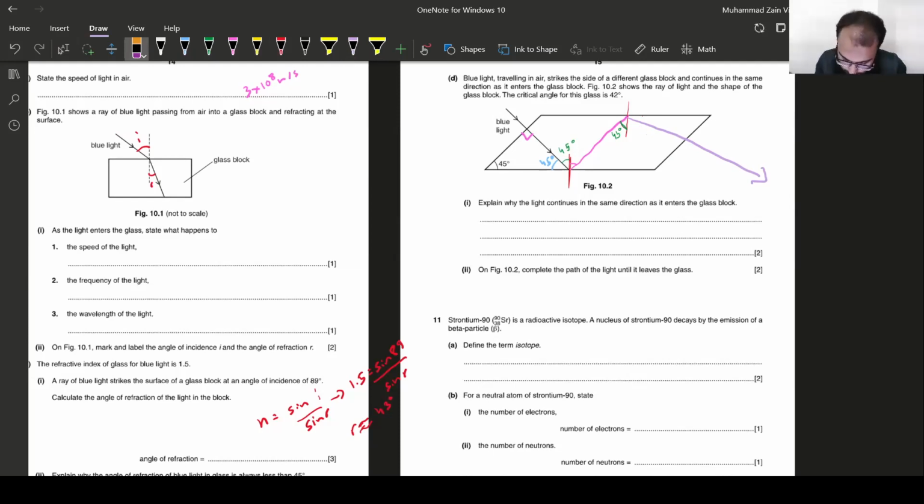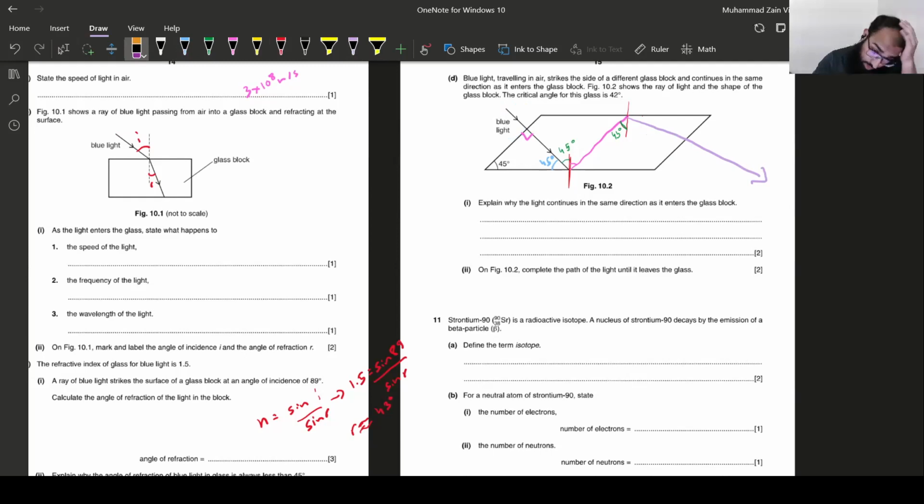So that's what they've asked us. Complete the path of light until it leaves the glass. So that's what I've done. Initially, the first part is: explain why the light continues in the same direction as it enters the glass block. Why did it continue in the same direction? Why was there no reflection?